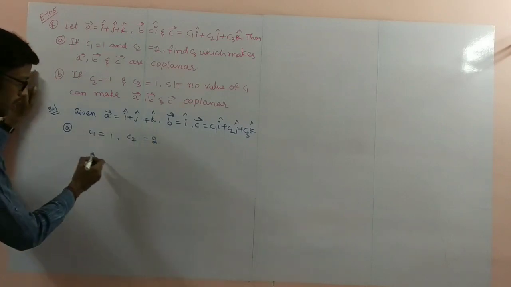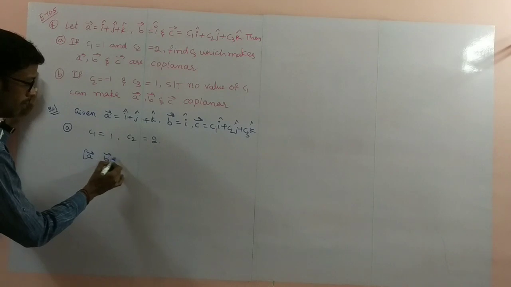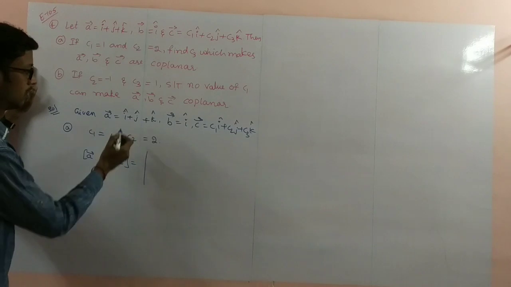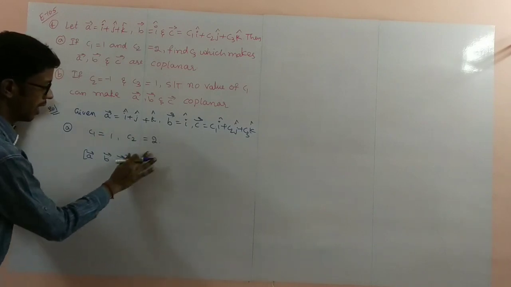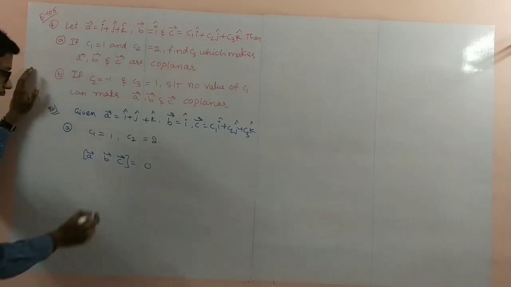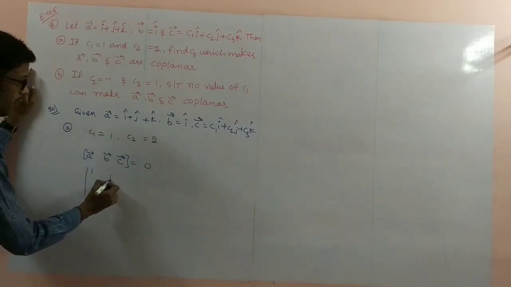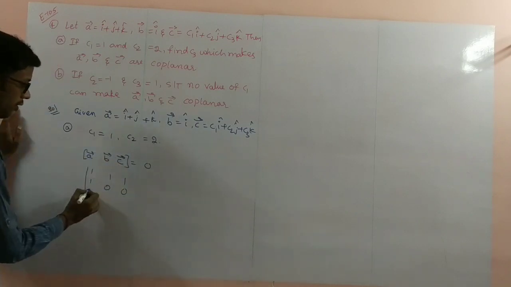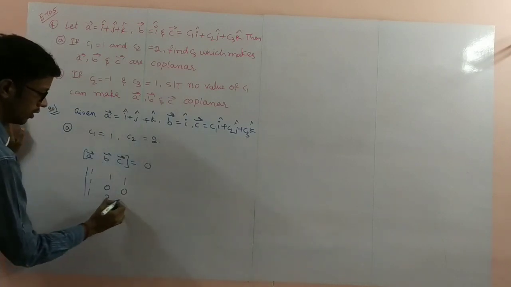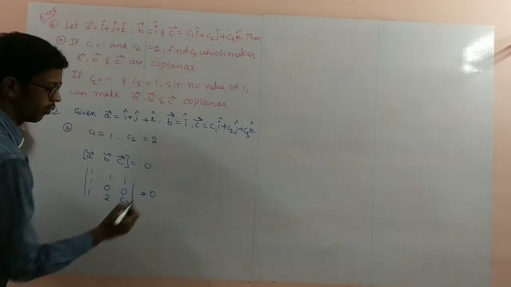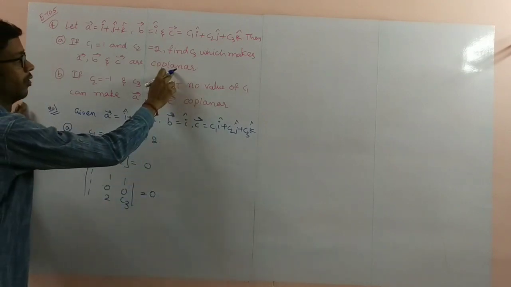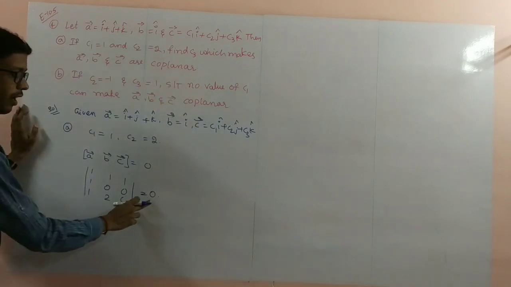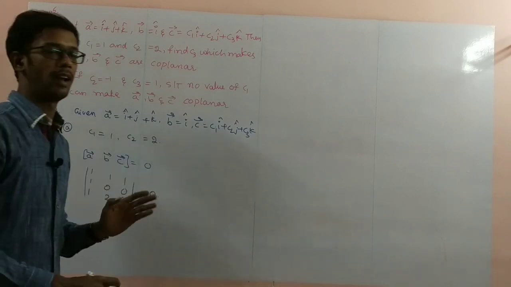For coplanarity, the box of A bar, B bar, C bar is equal to 0. Coplanar means the box of A bar, B bar, C bar equal to 0. So the box of 1, 1, 1, then 1, 0, 0. C1 value is 1, C2 value is 2, and C3 value you have to find, equal to 0, which makes it coplanar. Coplanar means finding how much the C3 value is. Equal to 0 is the coplanar condition.